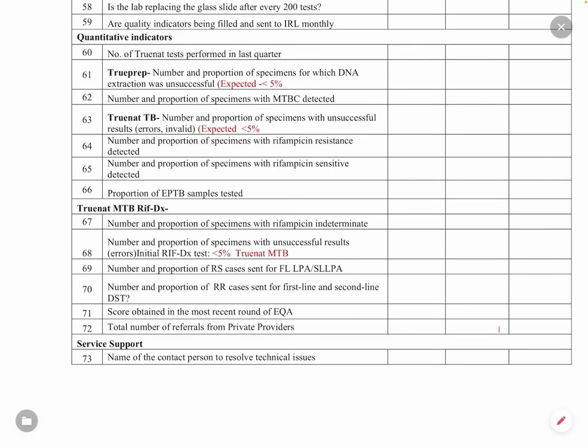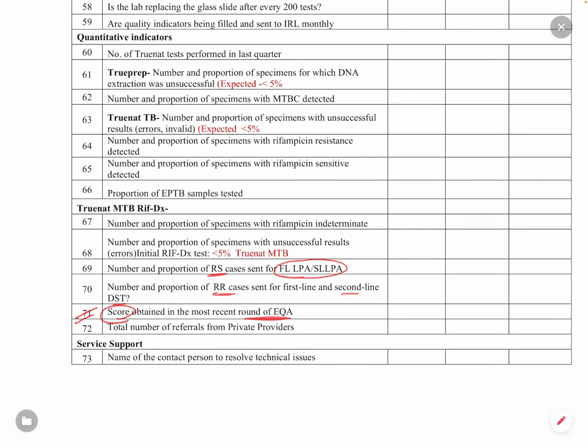Then here you have MTB RIF chips. So number and proportion of specimens with RIF indeterminate. In that also errors are seen. That error also has to be less than 5%. Then the number and proportion of RIF sensitive cases which were sent for first line and second line LPA, and RIF resistant cases which were sent for first line and second line DST. The score obtained in the previous round of EQA.